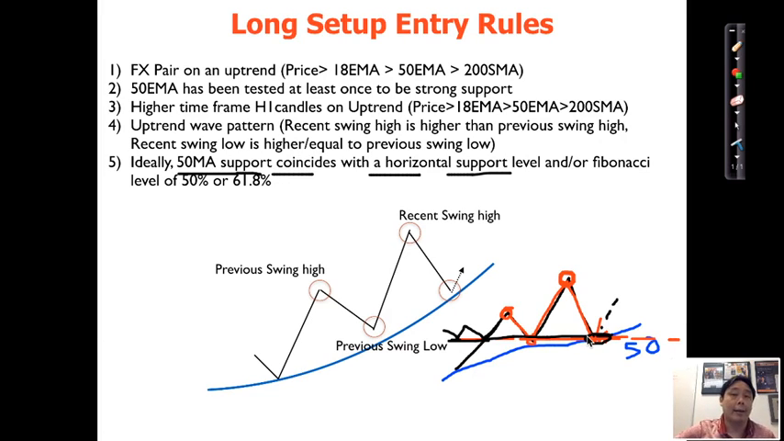It's going to bounce higher than that, right? So these are the specific long setup rules for the EMA bounce. So let's now take a look at the specific entry and exit and take profit points.